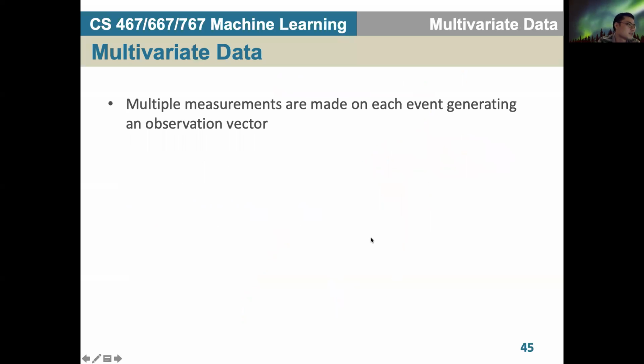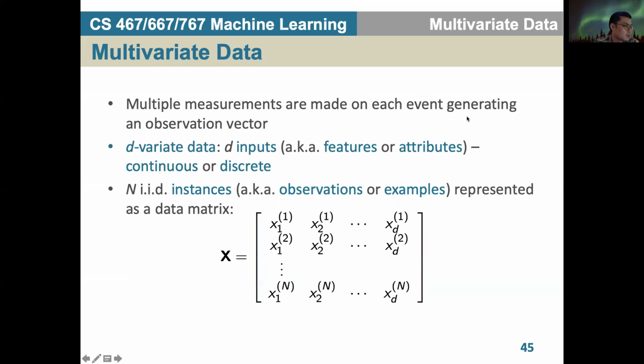Okay, so what is multivariate data? Basically, there are multiple measurements made on each event, so we generate an observation vector. So basically, this is what we mean. We usually model them as a matrix. It's actually just a table.